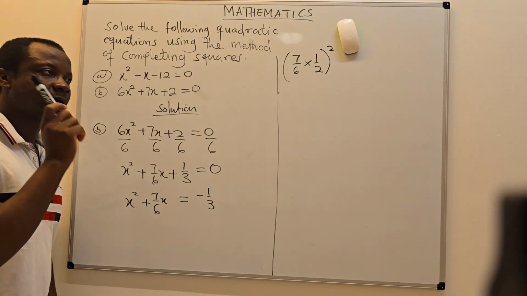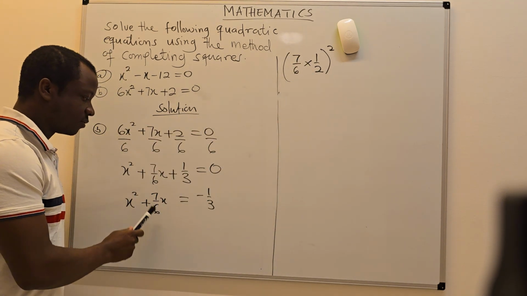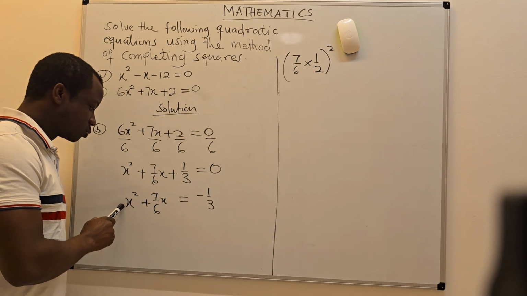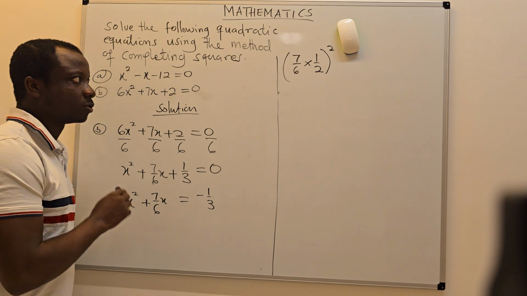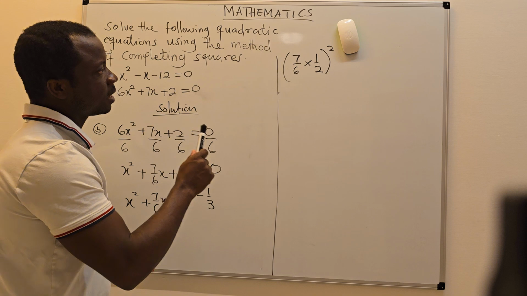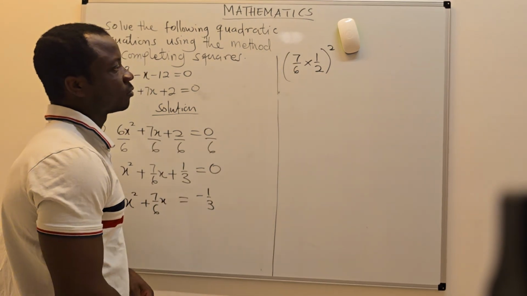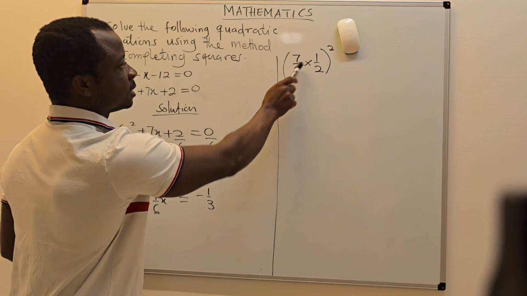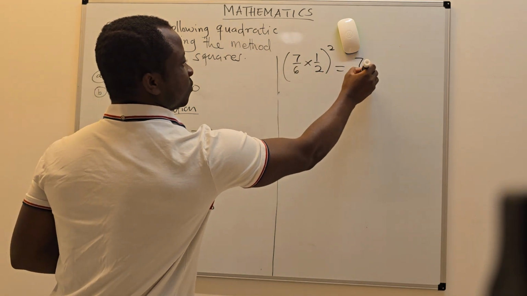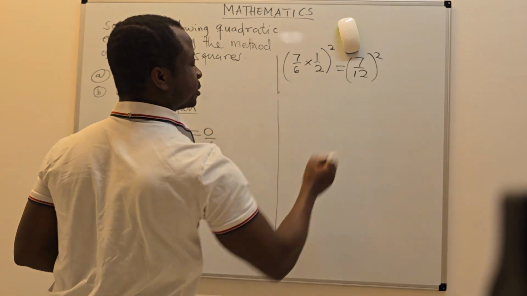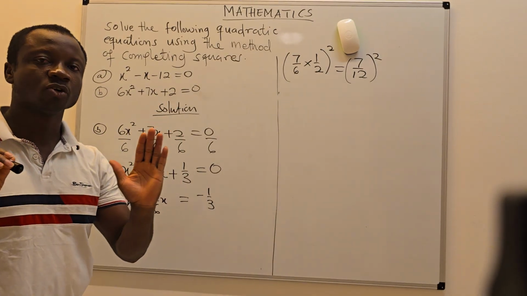Remember, it's always 1 over 2 multiplied by whatever you have here, after this coefficient has been made to become positive 1. So make sure you consider that. Here, 7 times 1 is 7, 6 times 2 is 12. We cannot cancel any of them, so we are going to have 7 over 12 and then all squared. So the 7 over 12 all squared is what we are going to use right now.